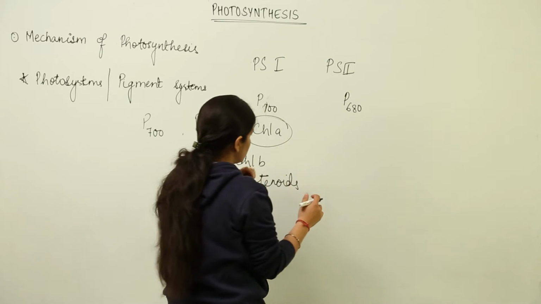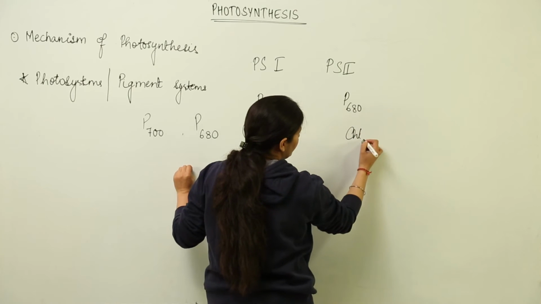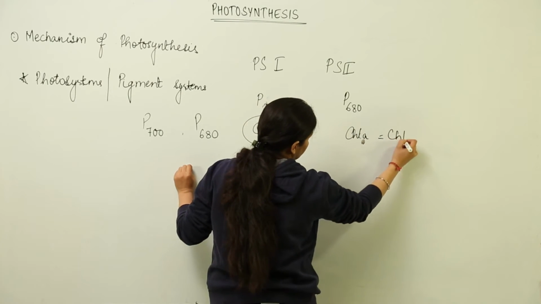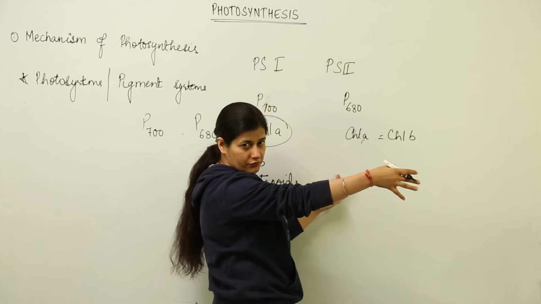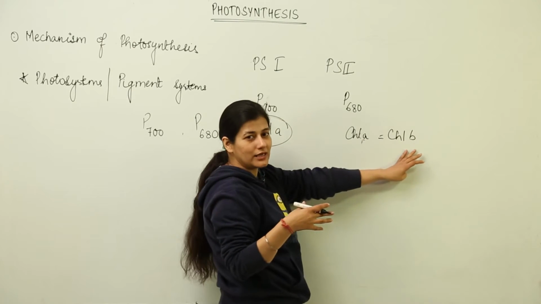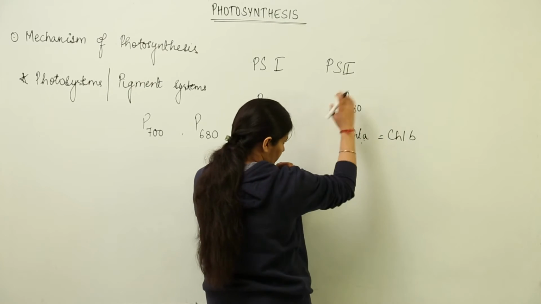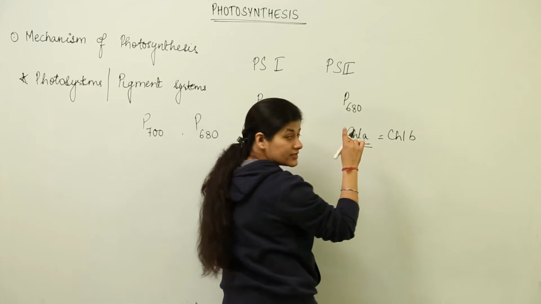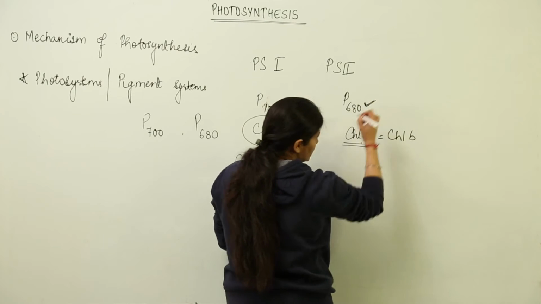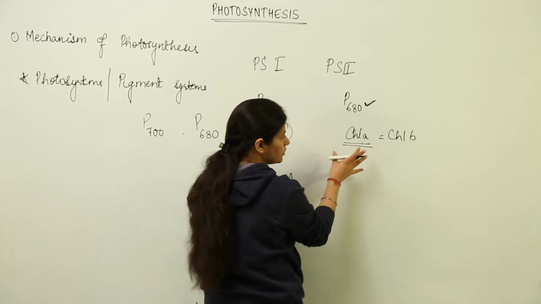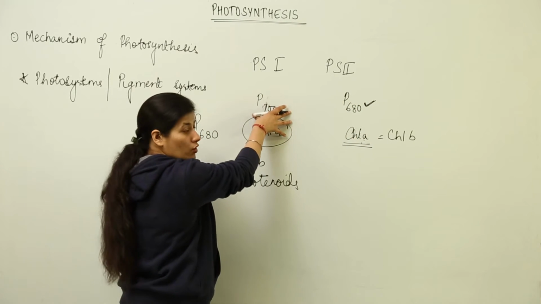Talking about photosystem 2, here chlorophyll A and chlorophyll B are equivalent in number. As much as chlorophyll A is present, that much chlorophyll B would be present. Chlorophyll B is not the reaction center, it would be the accessory pigment, and the chlorophyll A that would be present is a special type of chlorophyll A that responds to the 680 nanometer wavelength of sunlight. So this chlorophyll A corresponds to 680, and this chlorophyll A corresponds to 700.